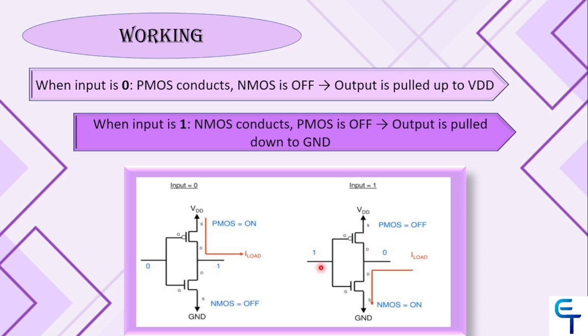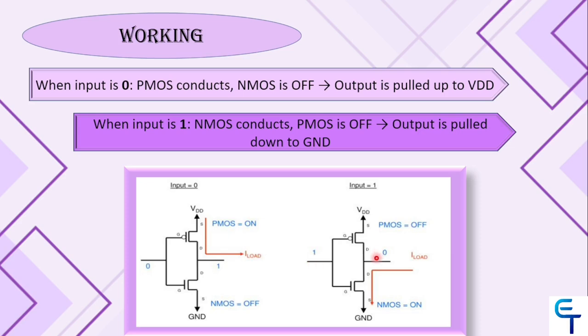In the second case, when the input is 1, PMOS will be off and NMOS will be on. So here it will be open circuit and due to that the output will be pulled down to the ground. So output will be low. So when we are giving input as high, our output will be low.